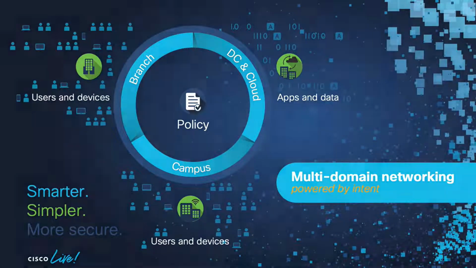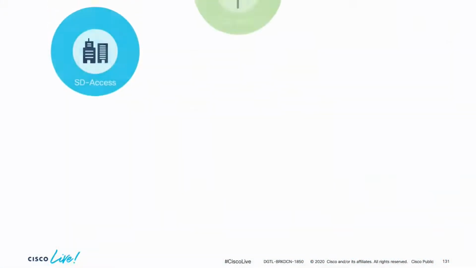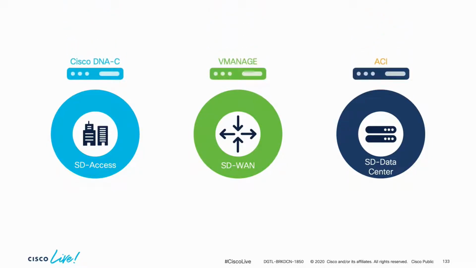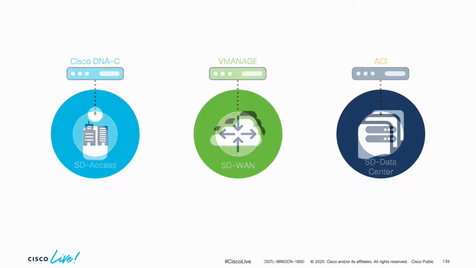This is why it is crucial to have all these multi-cloud networking domains, campus, WAN, and data centers, not only centralizing operations and making the most out of automation through a software-defined approach with the likes of DNA Center, vManage, and ACI respectively, but also to consistently secure access from those users and devices to their corresponding business applications.